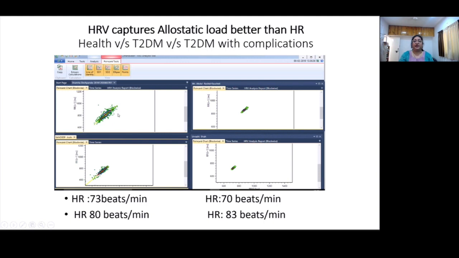In the first left upper graph, it shows the variability in a normal person with a heart rate of 73, then a person with diabetes with a heart rate of 80, then progressive, uncontrolled diabetes, followed by diabetes with complications. In all these cases, you can see the variability is markedly reduced from normal distribution to the complication, while the heart rate remains in the physiological range. So you can say that HRV actually captures the load better than the heart rate.